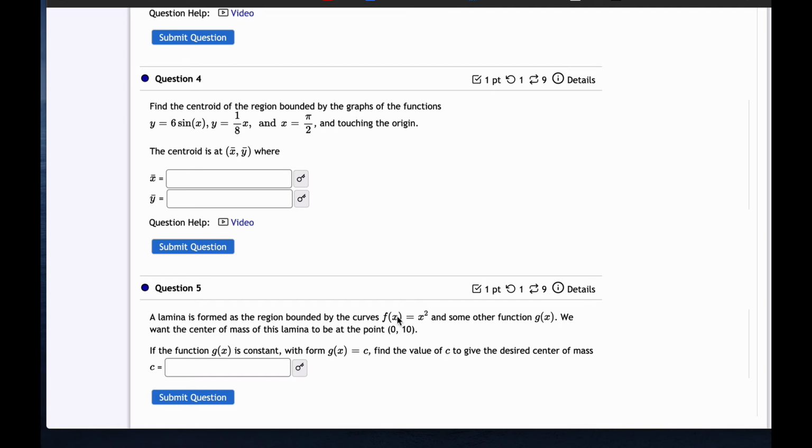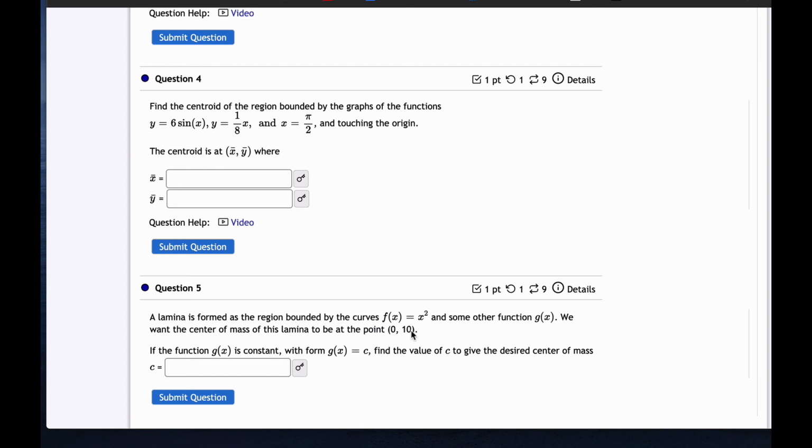So maybe you can picture your standard parabola. And the other one is a constant. g of x equals just some number c. So you're thinking it's a horizontal line, but you don't know the height of that horizontal line. And what you're supposed to do is figure out what must the height of that horizontal line have been if the center of mass is at 0, 10.